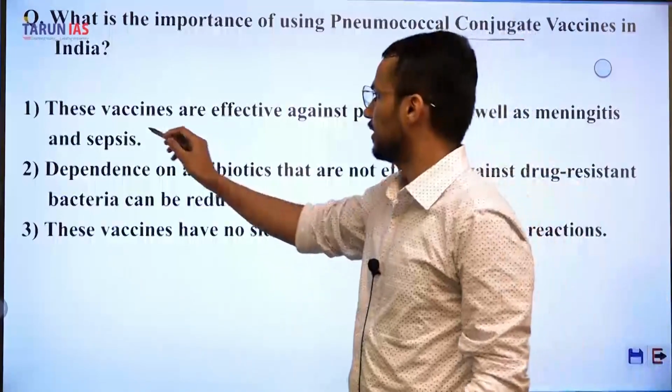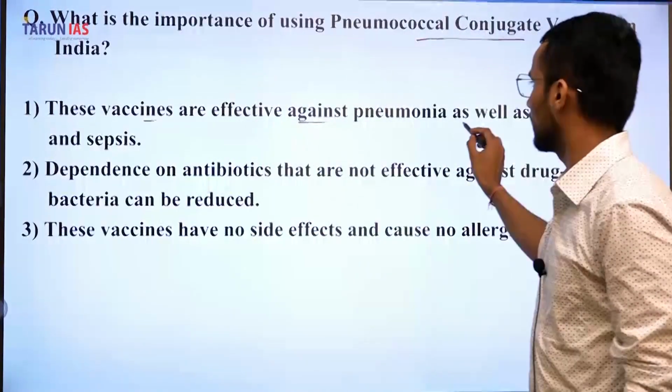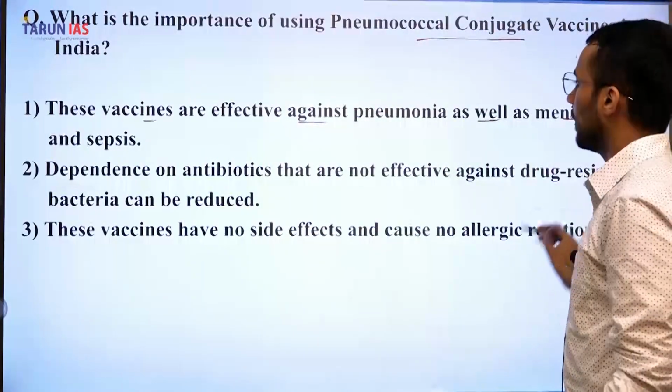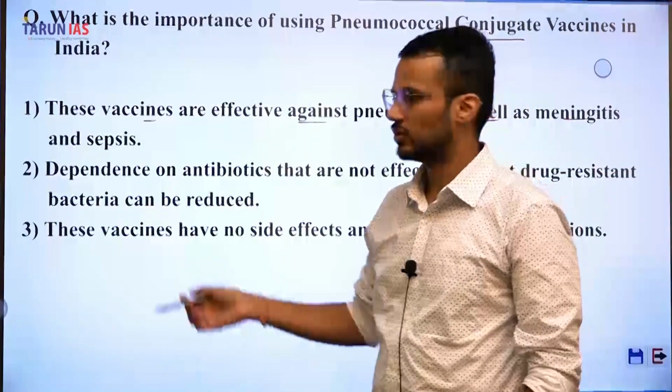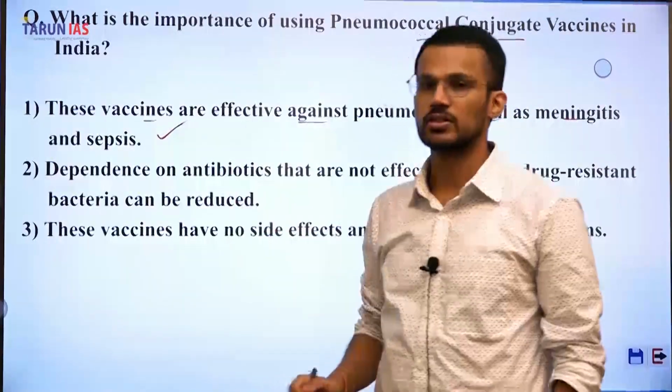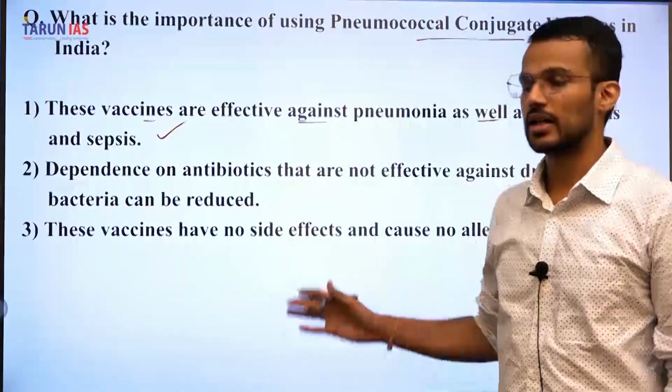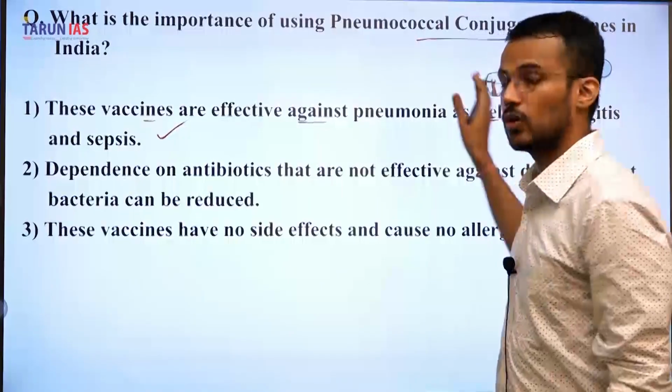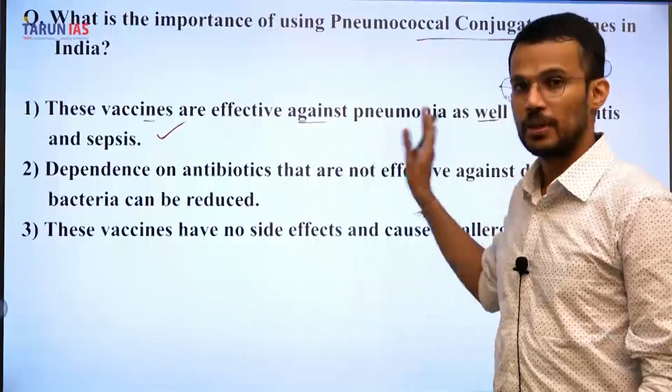So first statement is, these vaccines are effective against pneumonia as well as meningitis and sepsis. So this is a correct statement, because along with pneumonia, it can also prevent meningitis and sepsis.